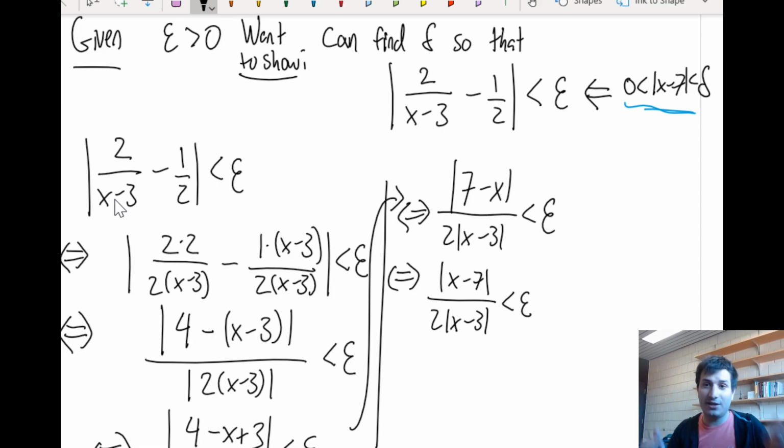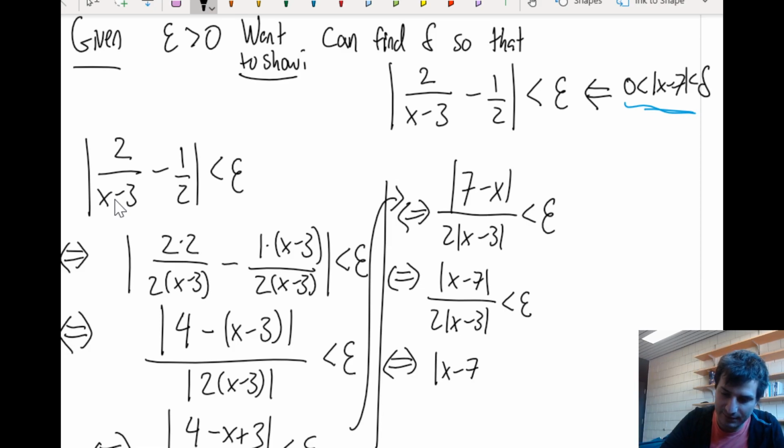And now we're in the zone here. We got this x minus 3 junk. The whole problem is going to be getting rid of the x minus 3 junk. So you could get rid of the x minus 3 junk over here, and you have to be careful because it's in the denominator. So it's not actually x minus 3. It looks like x minus 3, but it's not. It's 1 over x minus 3. So that can ruin your day. So to be really sure that I don't screw things up, I'm going to move it to the other side. So absolute value of x minus 7 is less than 2 epsilon times absolute value of x minus 3.